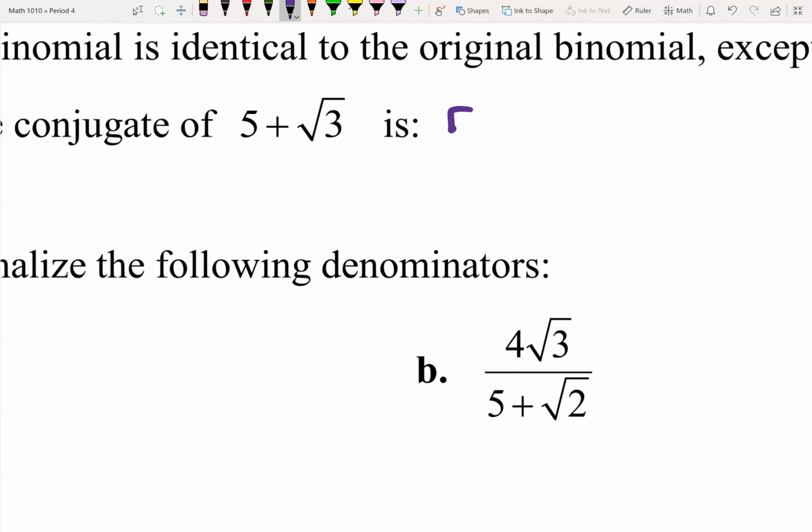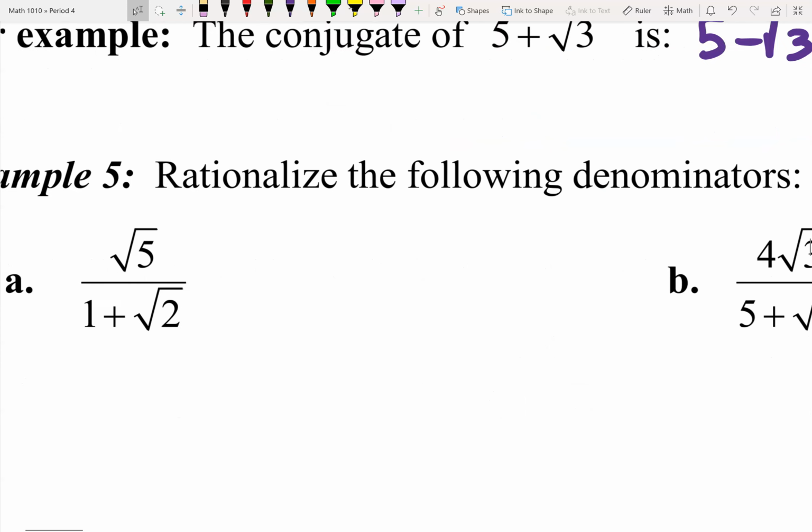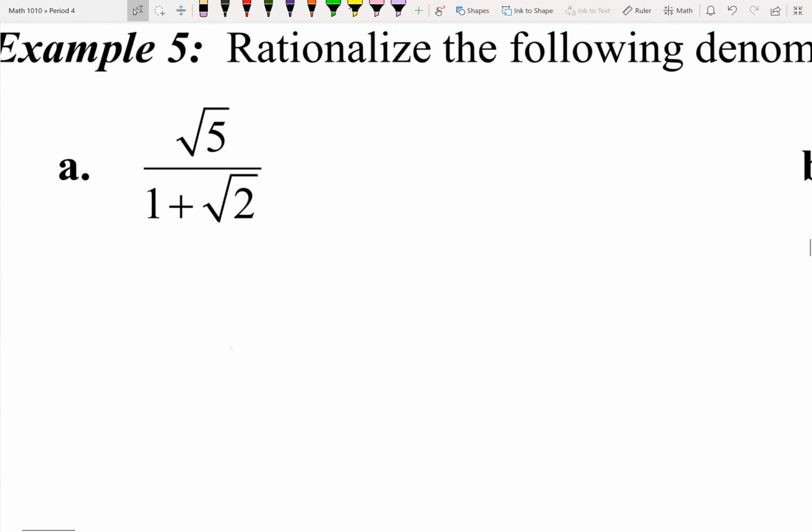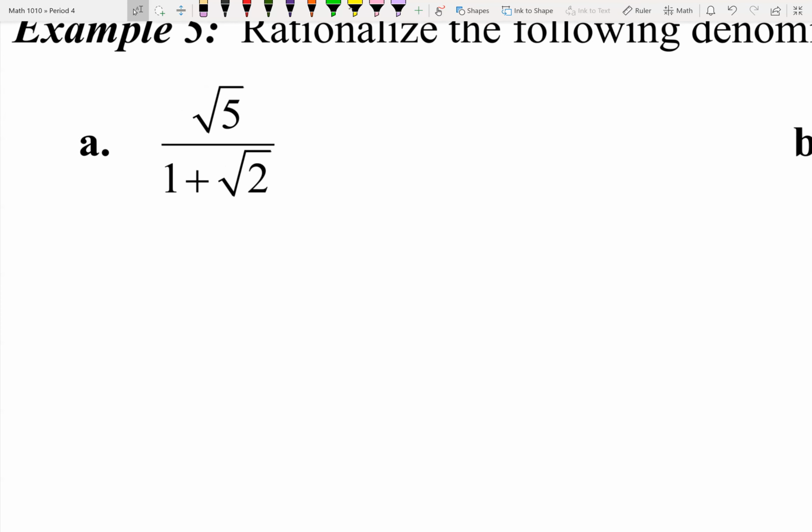Let's talk about conjugates. 5 plus the square root of 3. The conjugate is 5 minus the square root of 3. Remember that? We just talked about it. Okay? Everybody watch me do 5a. You don't do anything. Okay? Watch right here. Multiply top and bottom by the square root of 2 to get rid of the square root.